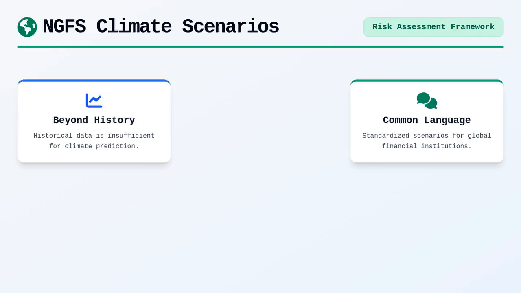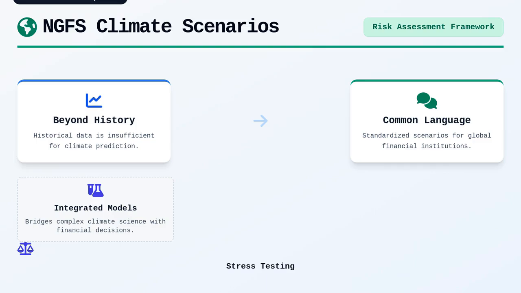These scenarios are designed to help firms look beyond historical data, which is often insufficient for predicting the impacts of a changing climate. By framing potential pathways for future emissions and policy interventions, these scenarios allow banks, insurers, and asset managers to stress test their portfolios against varying levels of transition and physical risk. The NGFS framework relies on integrated assessment models to bridge the gap between complex climate science and financial decision-making processes.